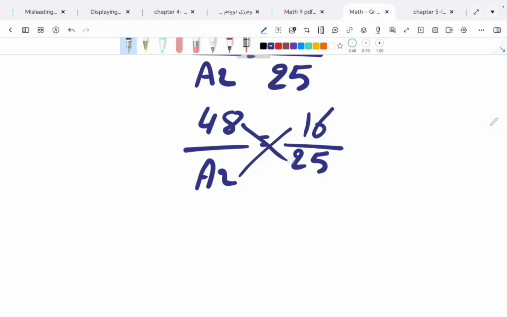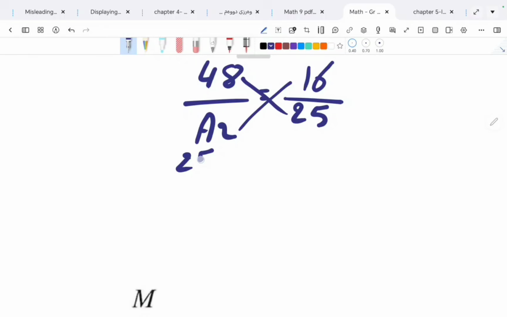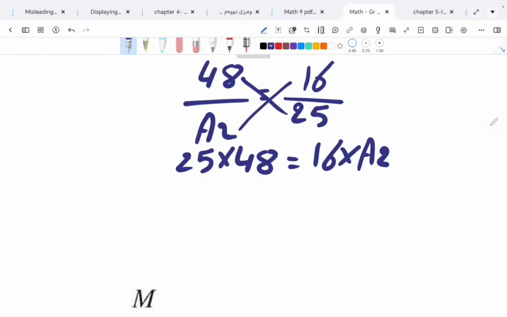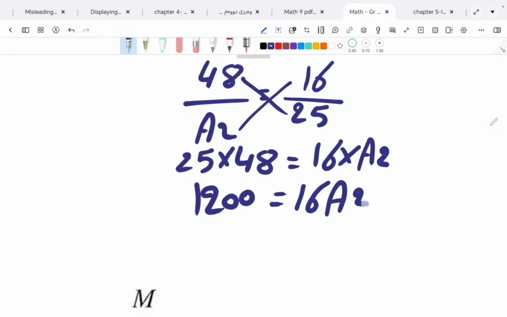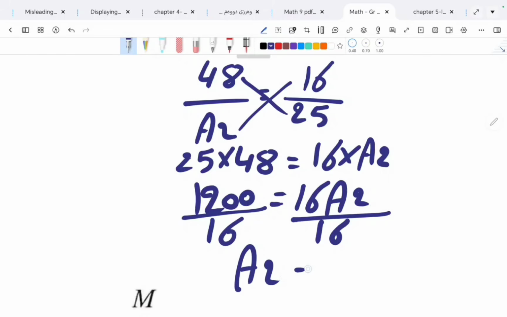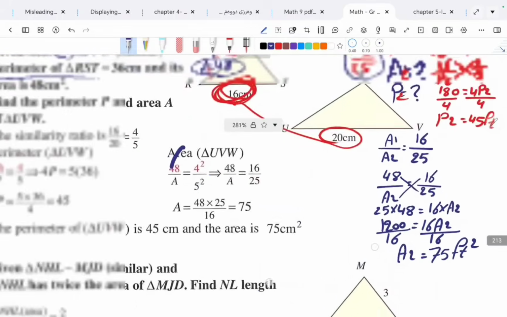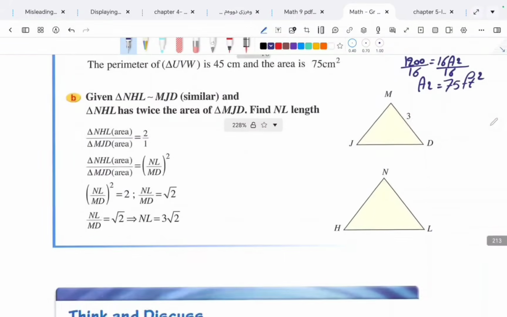Use cross product. 25 times 48 equals 16 times A2. When you multiply them, this one will be 1200. The other one is 16 A2. Divide by 16, divide by 16. A2 equals what? Equals 75 power 2. And we have this question.